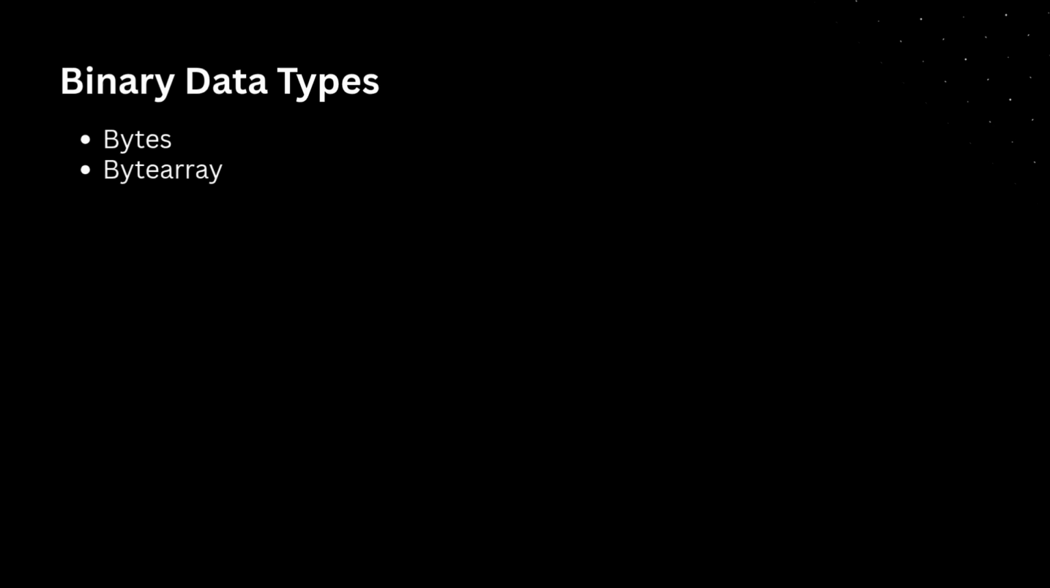Next is bytearray, a mutable sequence of bytes that can be modified. The last one, memoryview. It provides a way to access the memory of other binary objects like bytes and bytearray without copying data.